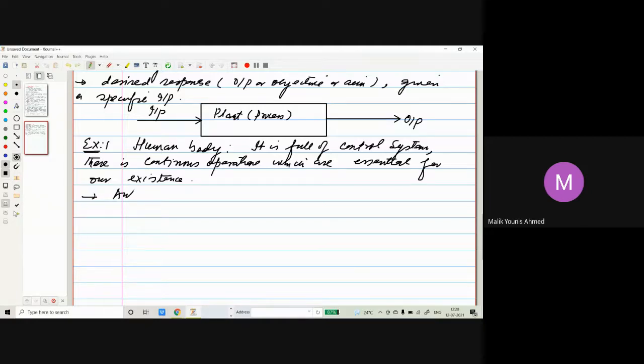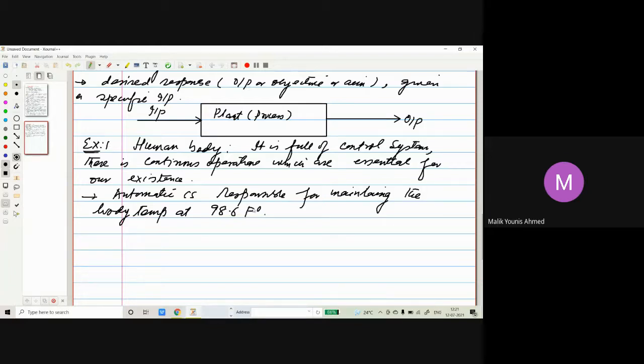First, think about an automatic control system that is responsible for maintaining the body temperature at 37 degrees centigrade, or normally we write in Fahrenheit, 98.6 Fahrenheit, which is the normal body temperature. This system is involuntary.